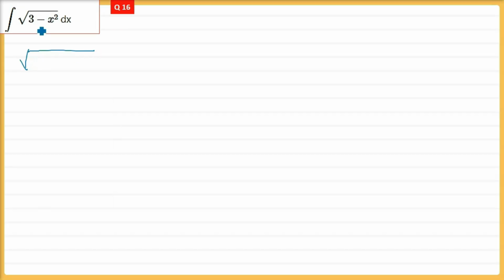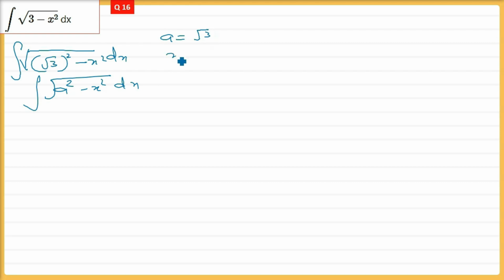So under root 3 minus x square, you can write under root 3 whole square minus x square. So integration of under root a square minus x square you have to perform. This formula you are already aware of. So a I will take as root 3 and x as x. So I'm just directly using the formula now. x by 2 under root a square minus x square is the original equation only. You can just write 3 minus x square here. And plus a square by 2.